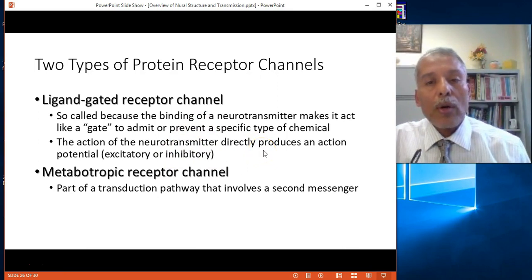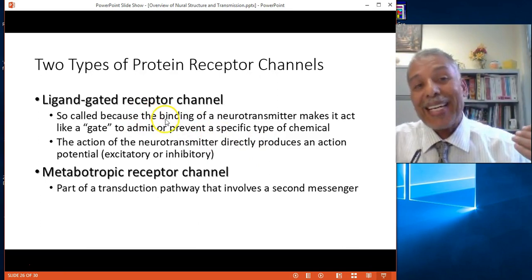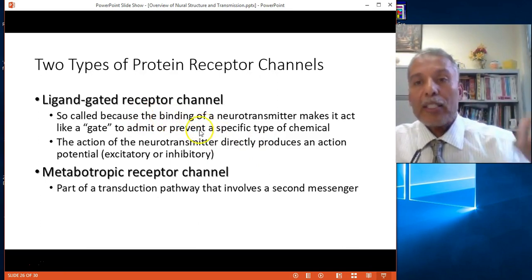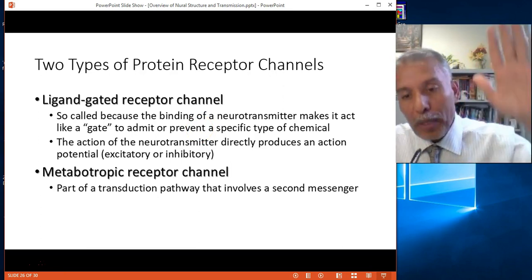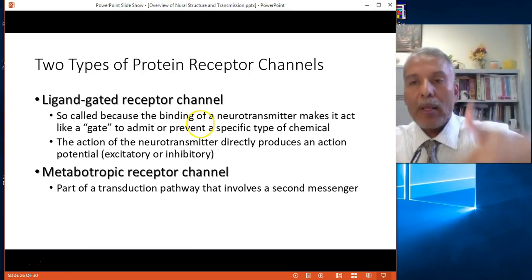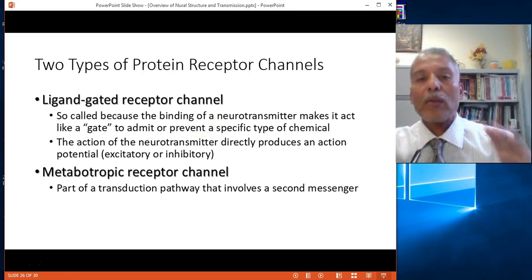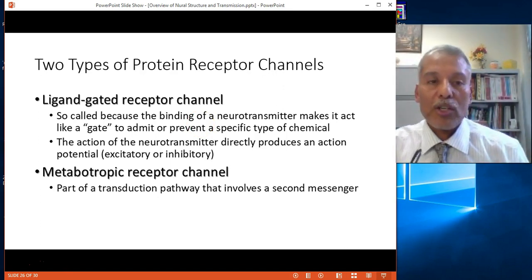So the neurotransmitter in the ligand-gated receptor channel immediately triggers an action potential. Once the gate opens, the chemical composition changes inside of the cell, and you get an action potential.